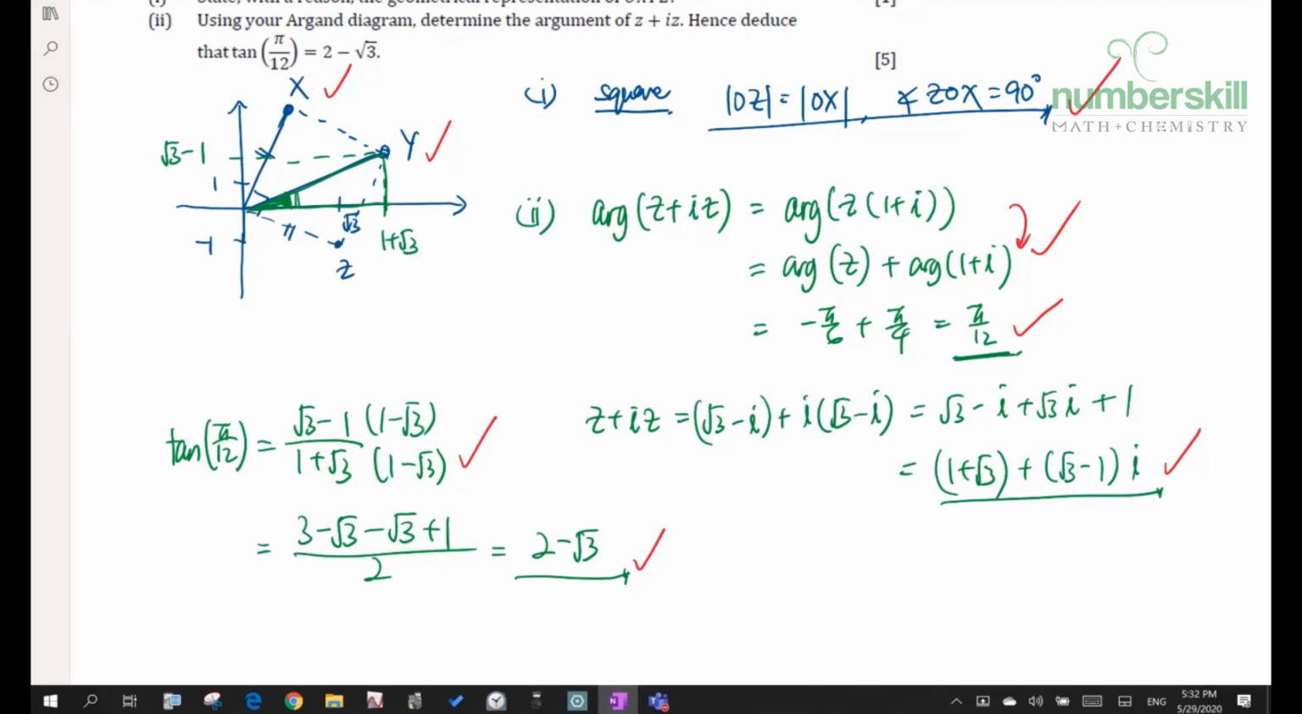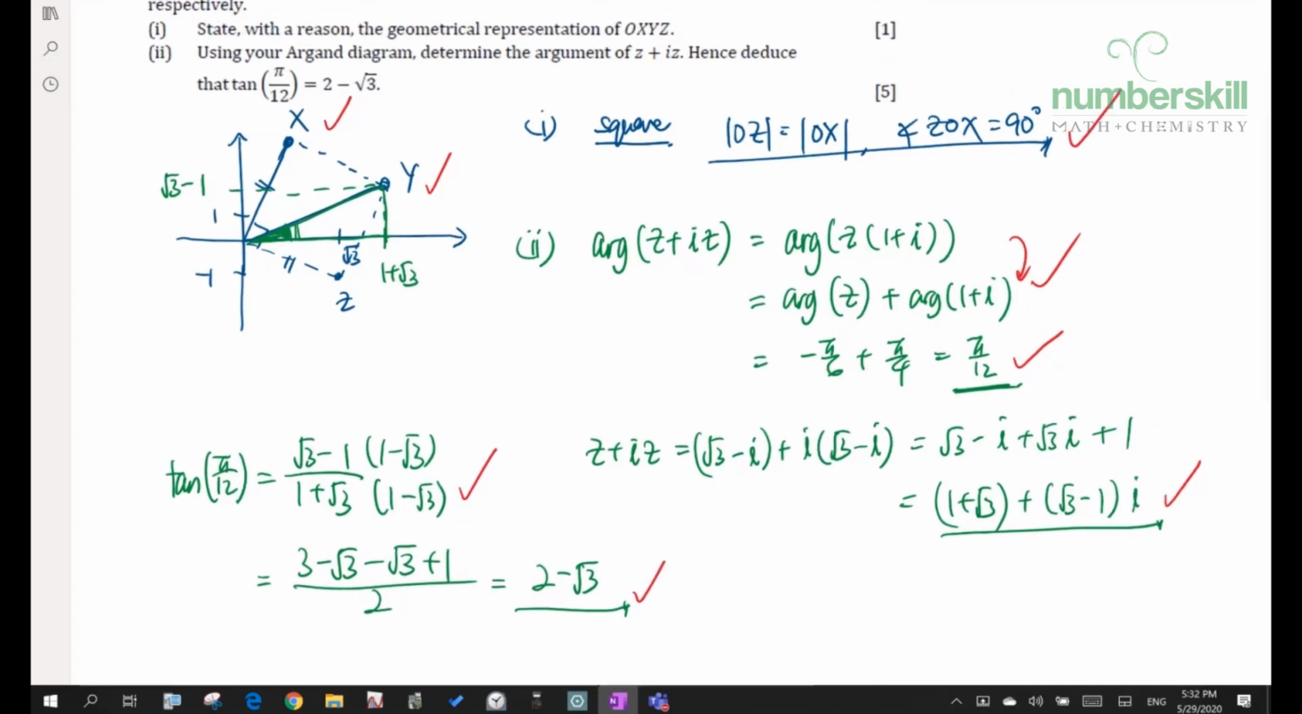How else do you want me to give 5 marks, right? Or do you think this deserves 10 marks? No way, man. So you must know what you're dealing with. So this is complex number.